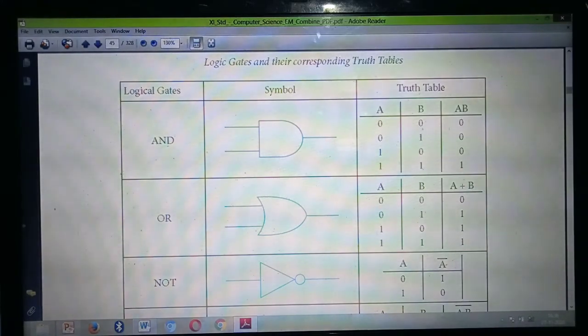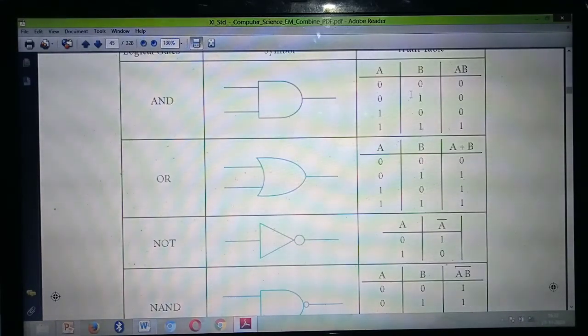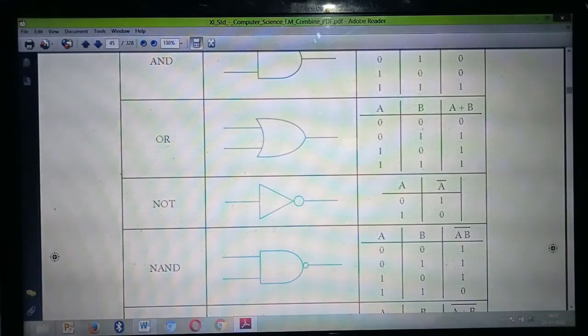Understand? So listen. First AND gate, this is the symbol. Very important tabular column. For your examination, they will surely ask one symbol with truth table. First you study these 3 gates thoroughly. AND gate means A dot B: 0 into 0 is 0, 0 into 1 is 0, 1 into 0 is 0, 1 into 1 is 1. OR gate means plus: 0 plus 0 is 0, 0 plus 1 is 1, 1 plus 0 is 1, 1 plus 1 also 1. Then NOT gate, A bar, just opposite.